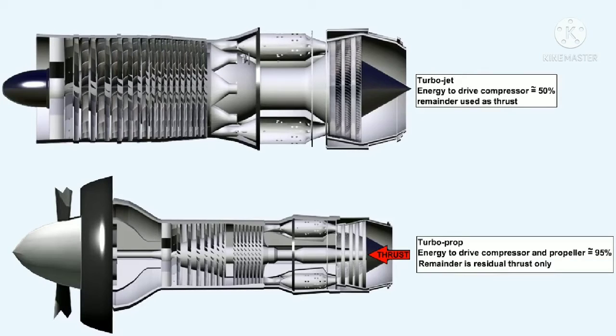Only a small amount of jet thrust is available from the exhaust system of a turboprop with an efficient turbine. It can fairly be described as residual thrust only.